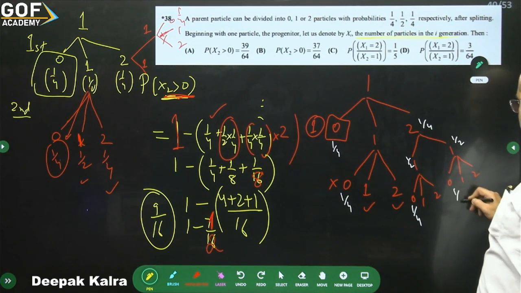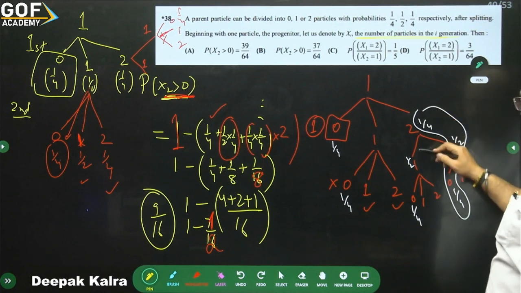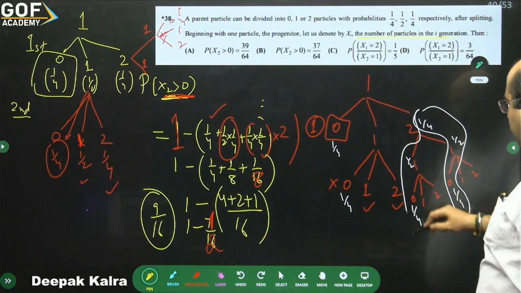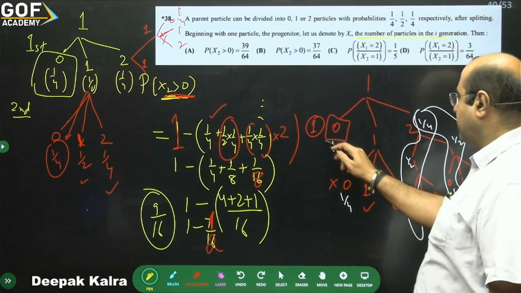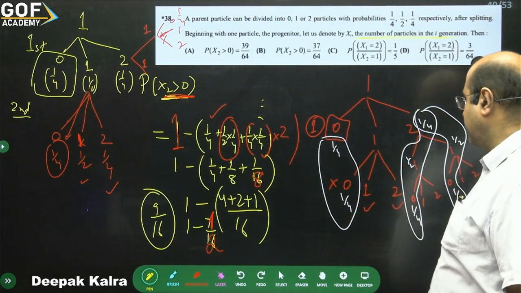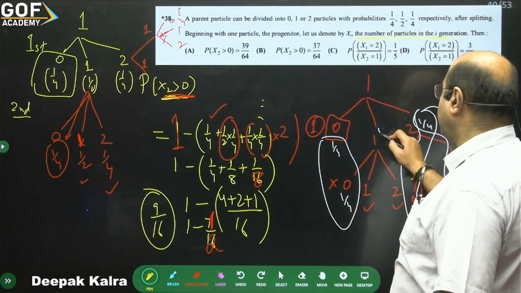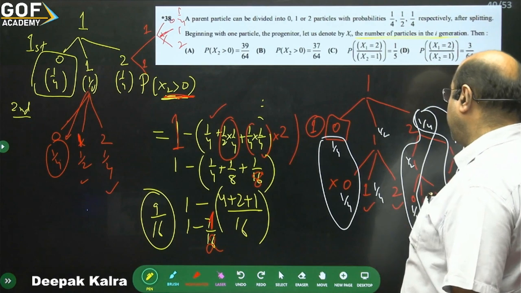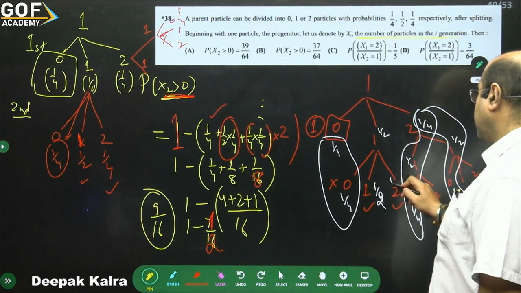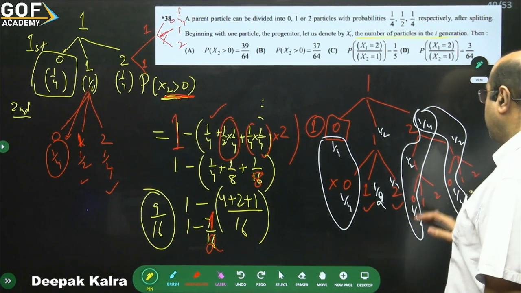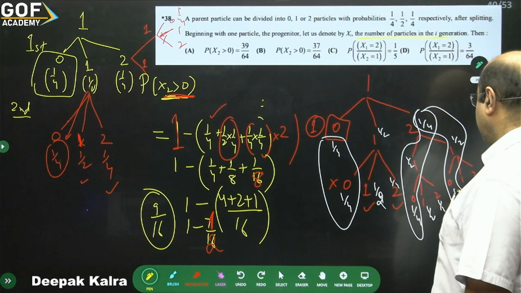And 1 by 4 here also. I don't want this. Are you getting what I'm saying? This I don't want. If I count, what I want is 1 by 2 into 1 by 4. Sorry, this is 1 by 2 only, and this is 1 by 4. Need to stop here. 1 by 4 into 1 by 2.